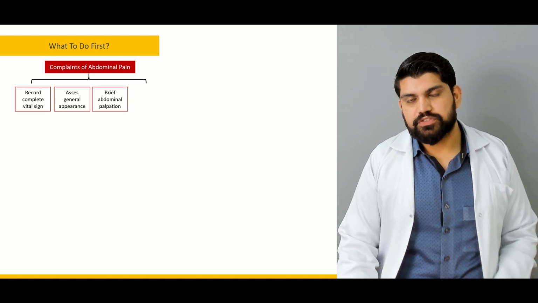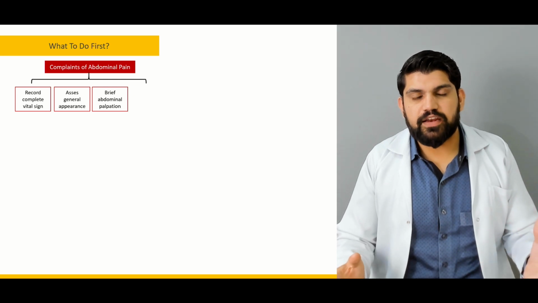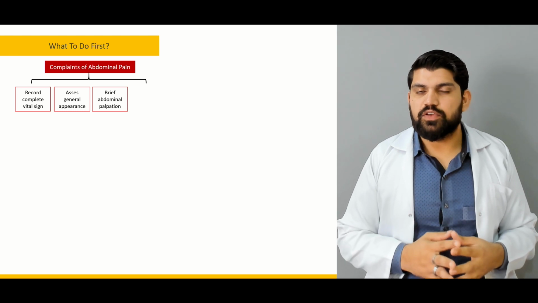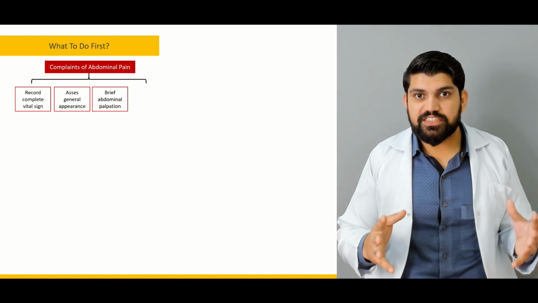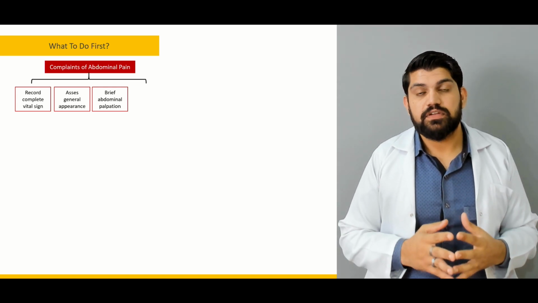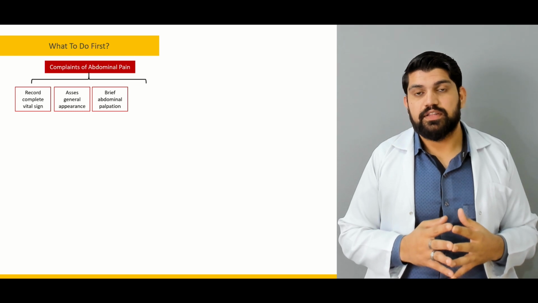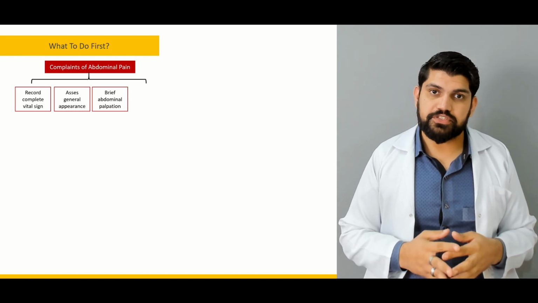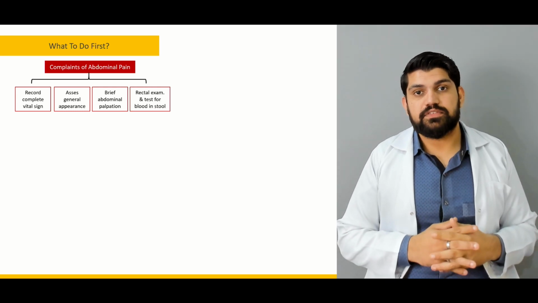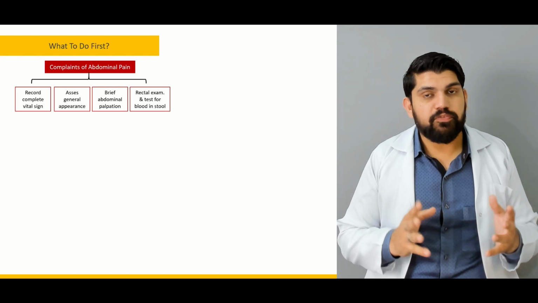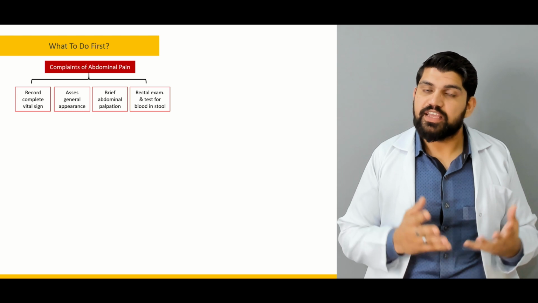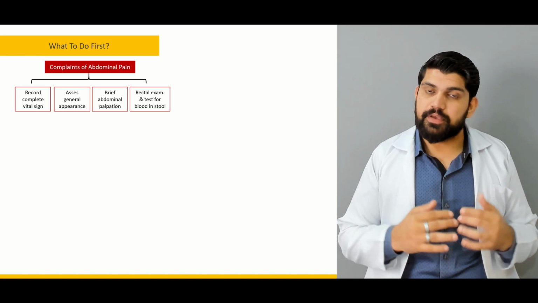Brief abdominal palpation. If you just inspect an abdomen and you see a pulsating mass, think of aneurysm. If you palpate and you find guarding, that's an important marker. That can be pancreatitis, that can be perforation. Rectal examination for blood in the stool. If possible, do a rectal examination. That can provide information on whether there is any GI bleeding coming from the rectum or not.